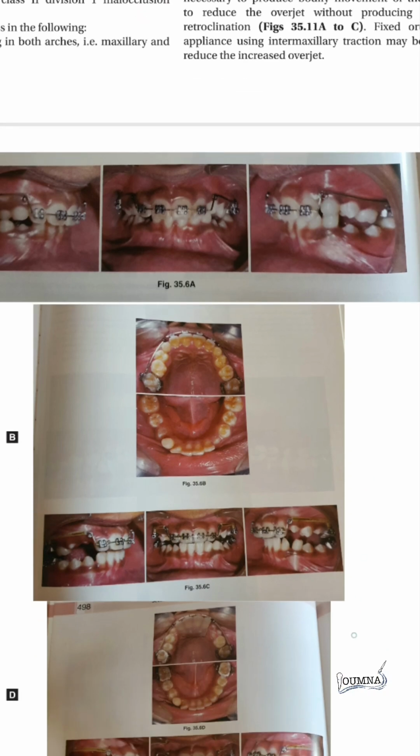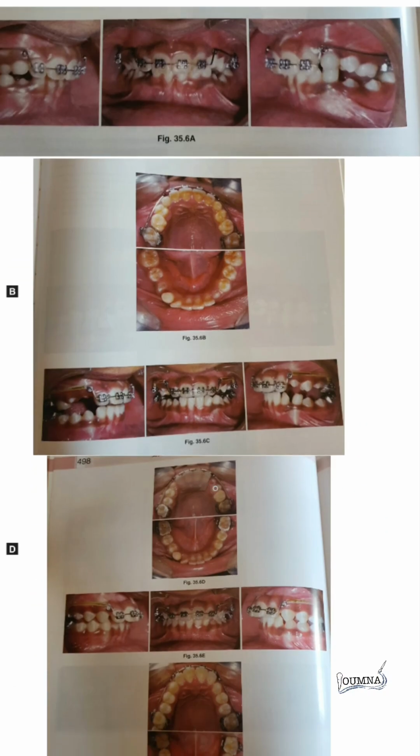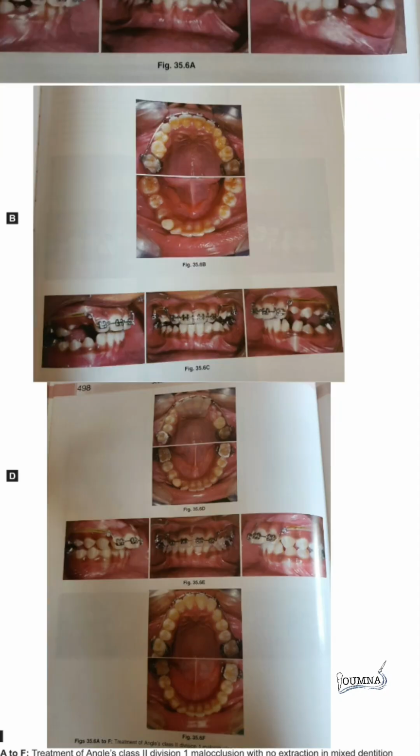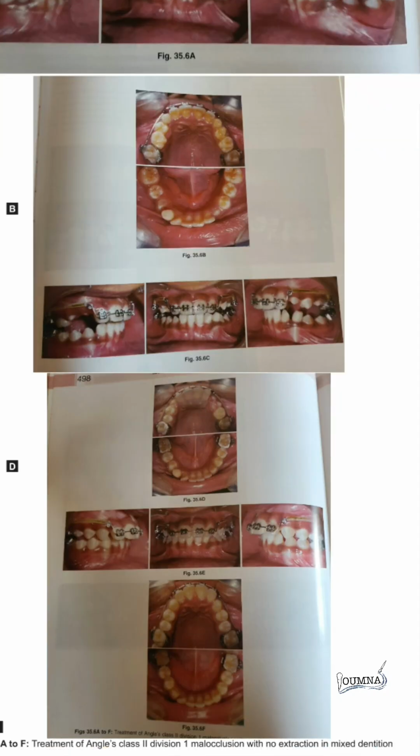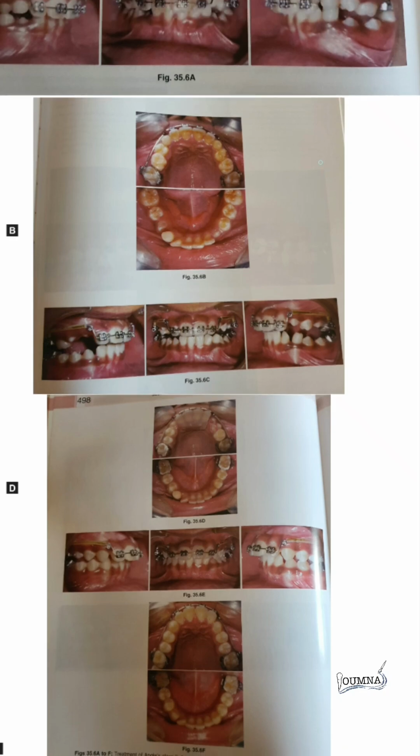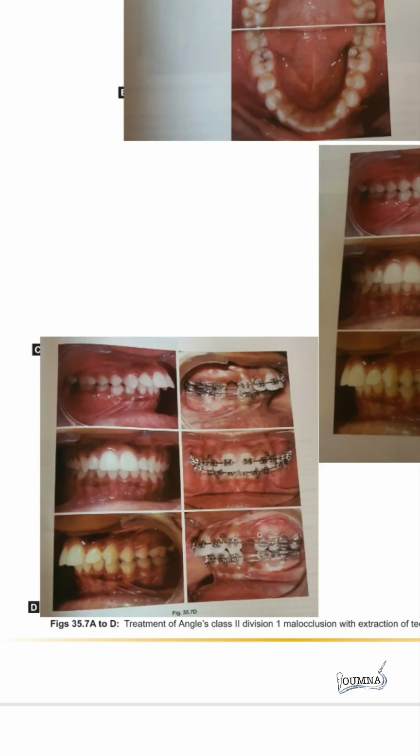Here are the fixed appliances with the anterior bite plane. We can see here it is applied in the mixed dentition phase where the premolars are about to erupt. Here we can see that extraction of the premolars was indicated to do retroclination of the anterior segment and reduce the overjet.